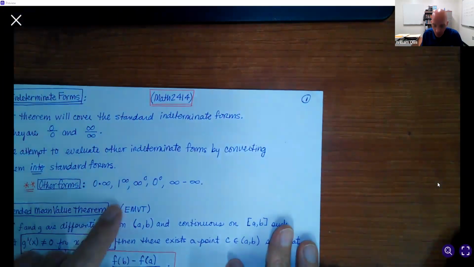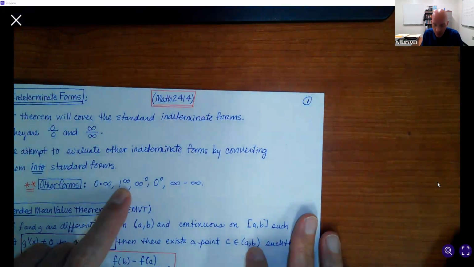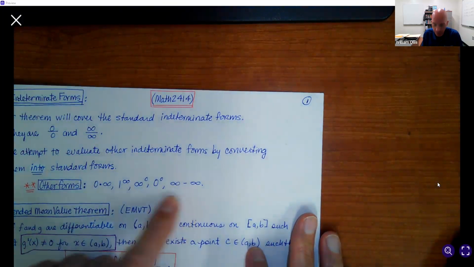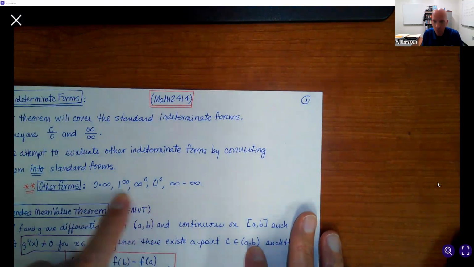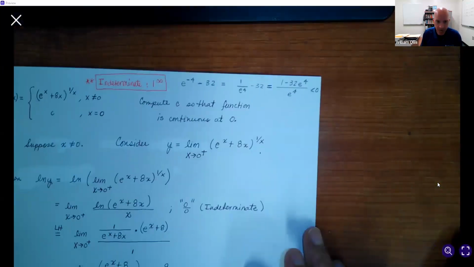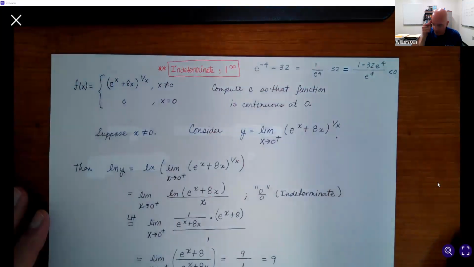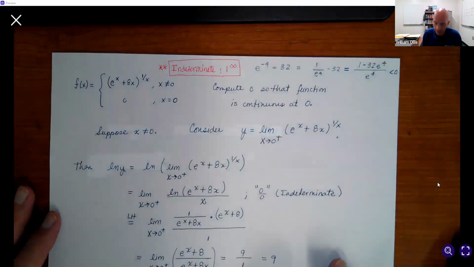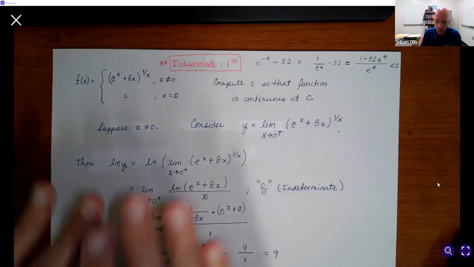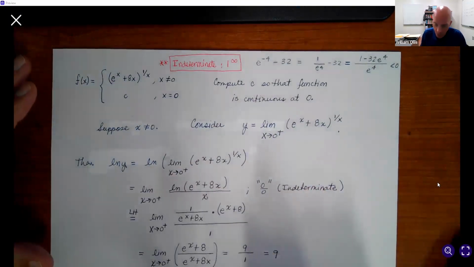For instance, we could have 1 to the infinity, infinity minus infinity. Any of these, what we would want to do is try to convert them to either 0 over 0 or infinity over infinity. So let's look at an example of where we use continuity here. And I tried to reframe this in terms of the notation that we've used in our previous courses.